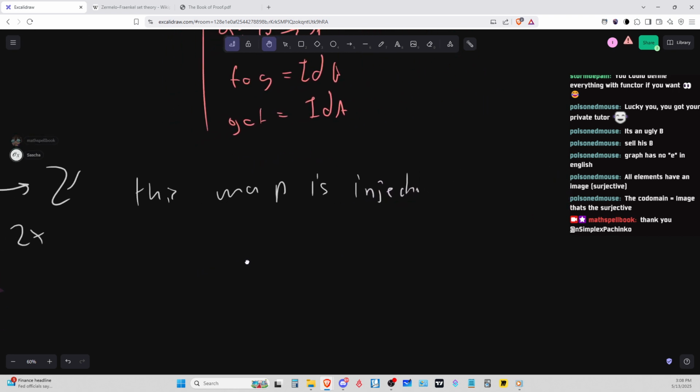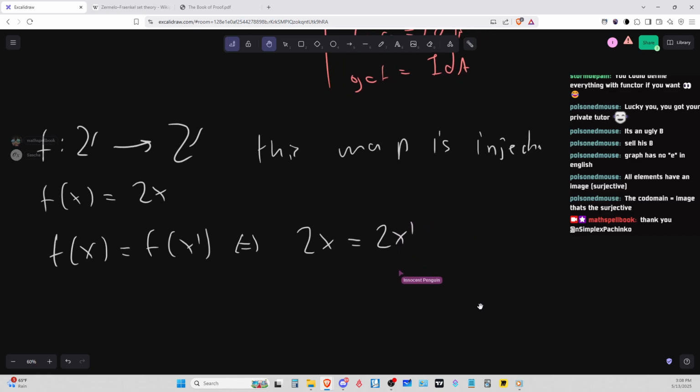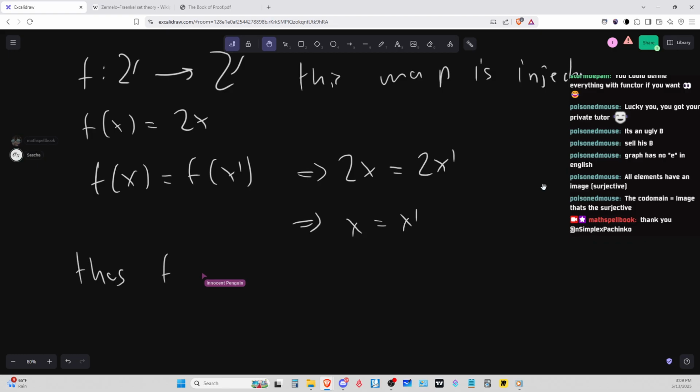The way you prove that is you say, let's suppose I have f of x and f of x prime, which are both equal. We said f was 2x, so I have the following equation: 2x equals 2x prime. Now I can just cancel out the 2. This is one property of the integers: you can cancel out a non-zero constant. So I get that x is equal to x prime, which by definition means that f is injective.